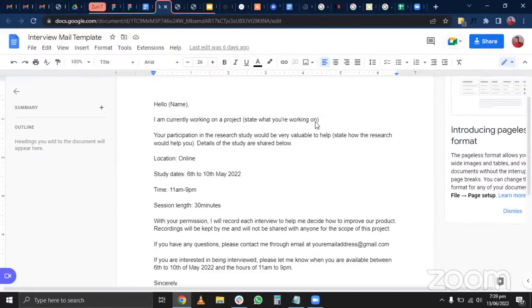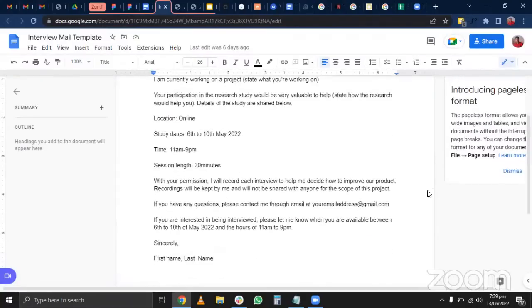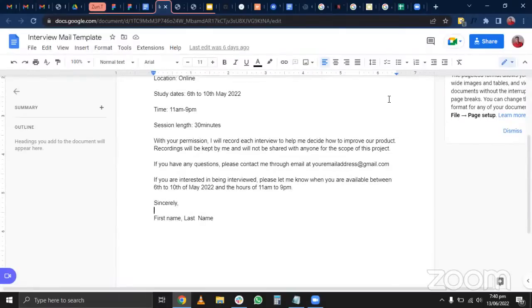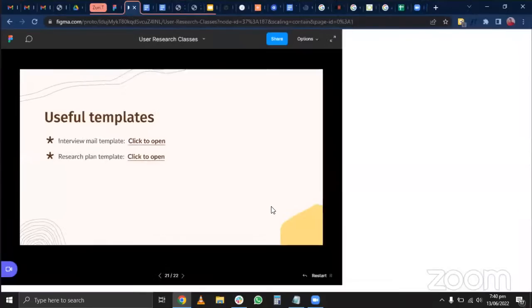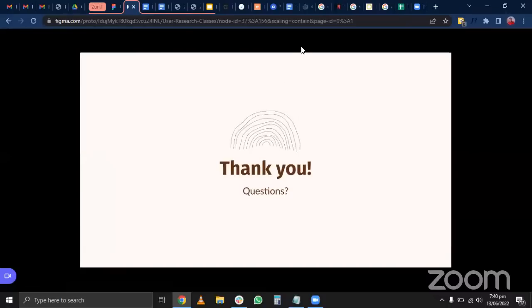So your name, you tell them the product you're working on, and then you appreciate them a little, and then you tell them where, the date, the time, and how long. Then you also mention that with their permission, you will record the interview, and then you leave the door open for questions, and then you leave a call to action if you're interested. Let me know when you're available, and then you end with your first name and last name. And I think that's it.